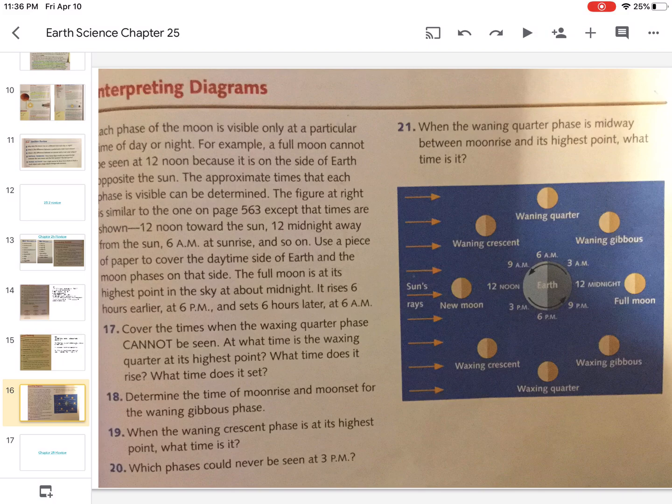Okay, when the waning quarter phase is midway, so find waning quarter. Okay, that's straight up. So when the waning quarter phase is midway between moonrise and its highest point, what time is it? So we know its highest time is 6 a.m. Okay. And midway between moonrise is going to, I think, go to the left. So 9 a.m. is a guess. Okay, so obviously I'm not very good at interpreting this diagram.